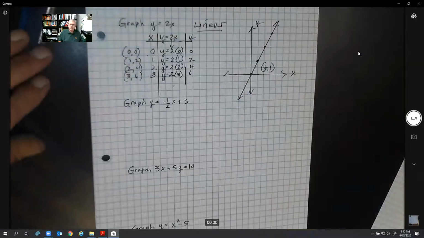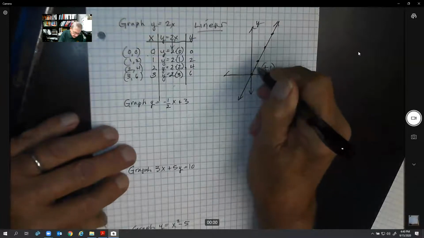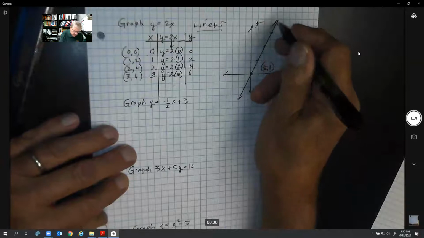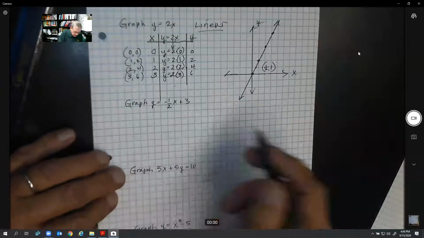See, there's millions of points. This is made up of, like on a TV, a lot of pixels that make the picture. Okay, let's try this one.